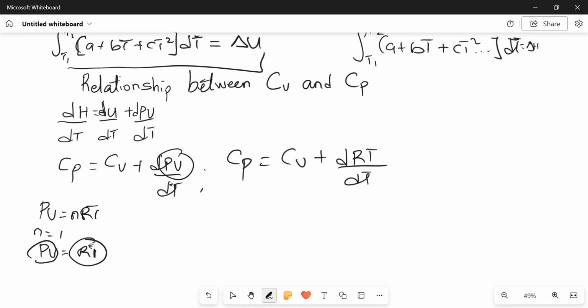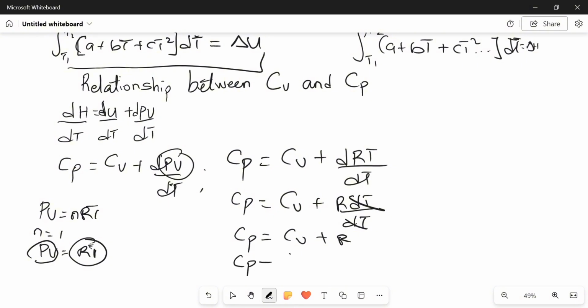Now don't forget that R is constant, so I can bring R out. So we have Cp is equal to Cv plus R dt over dt. So this dt can cancel out this dt. So now Cp is equal to Cv plus R. So automatically I can say my Cp minus Cv is equal to R. So this is the relationship between Cp and Cv from the Kolrausch equation.